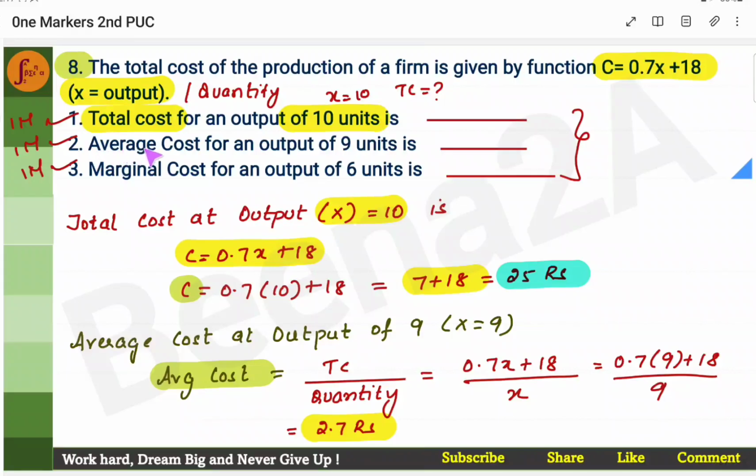Now second one, average cost for an output of 9 units. That is, you need to find average cost when x is equal to 9. What is the formula for average cost? Total cost by quantity. Total cost is this one. Put this total cost and divide by quantity. Divide each of this. And x is 9. So substitute 9 instead of x and you'll get 2.7 rupees.